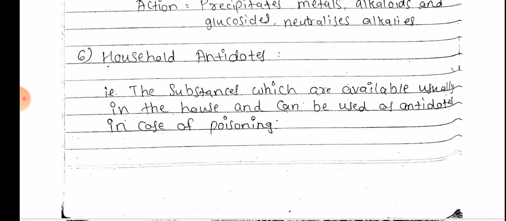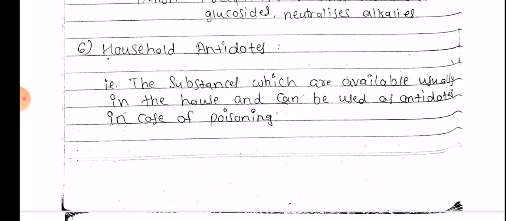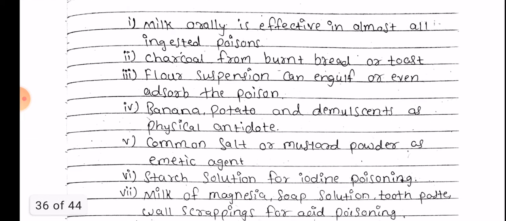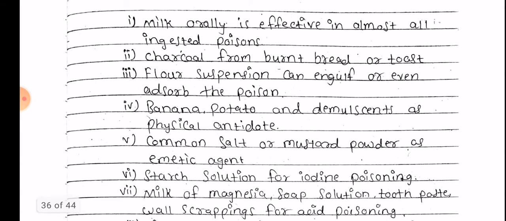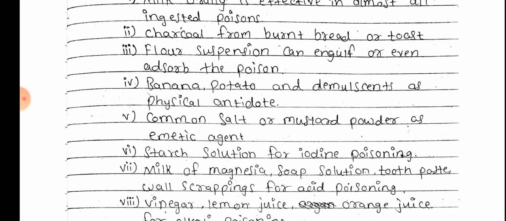Last one, but not the least, household antidotes. That is the substances which are available usually in the house and can be used as antidotes in the case of poisoning. Example: milk orally is effective in almost all ingested poisons. Charcoal from burnt bread or toast. Flour suspension can engulf or even absorb the poison. Banana, potato and demulcents as physical antidotes.